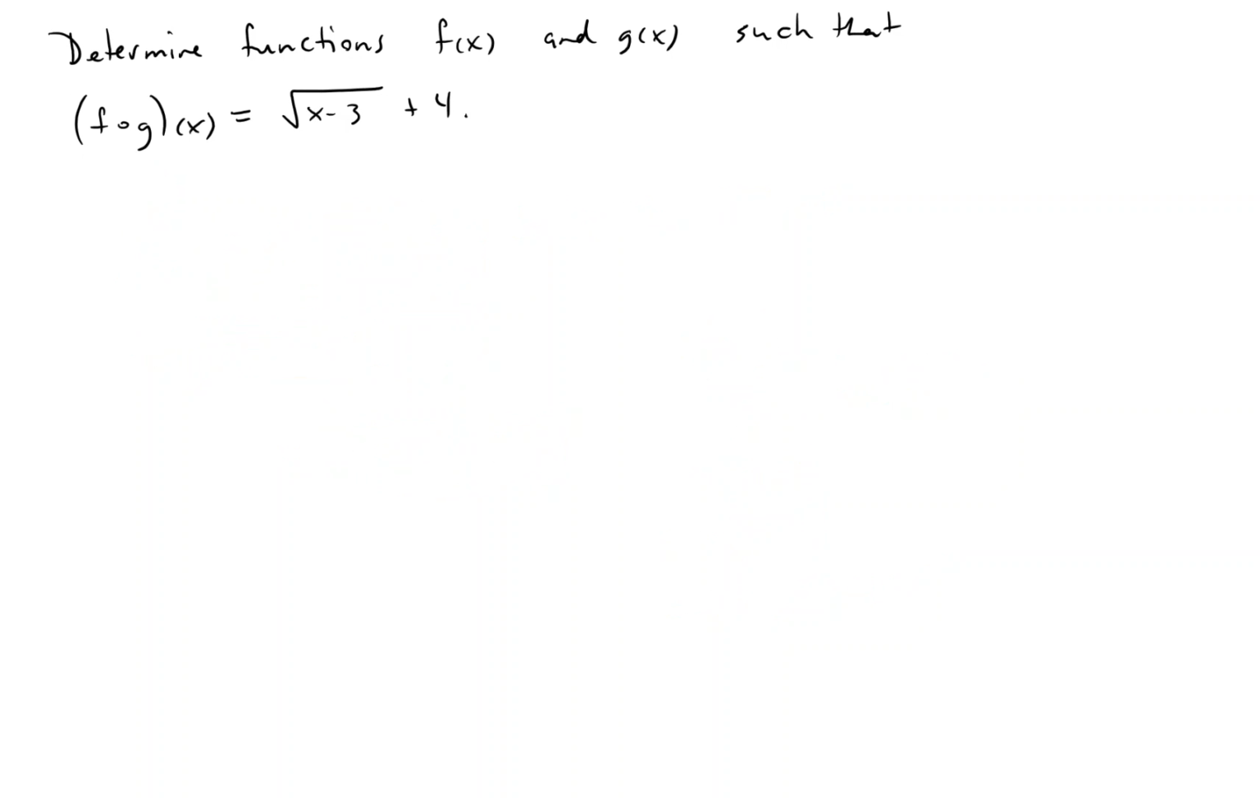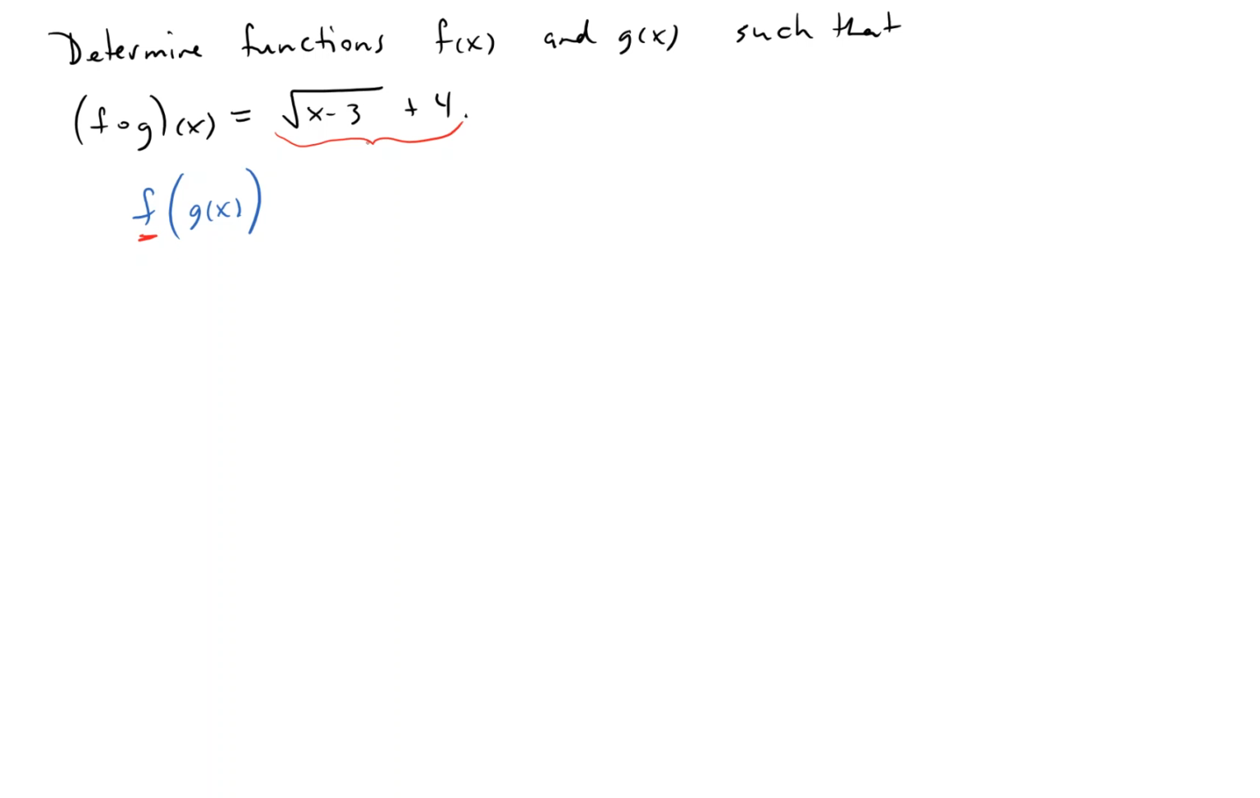Let's look at another way to do this problem. Many times problems like this have more than one correct answer. So again, we're trying to just determine two functions, f and g, so that when you take the composition, you get this square root of x minus 3 plus 4. So another way you could do this is to think of your outer function. So we have f of g of x. We can think of our outer function as we want it to look like the general structure.